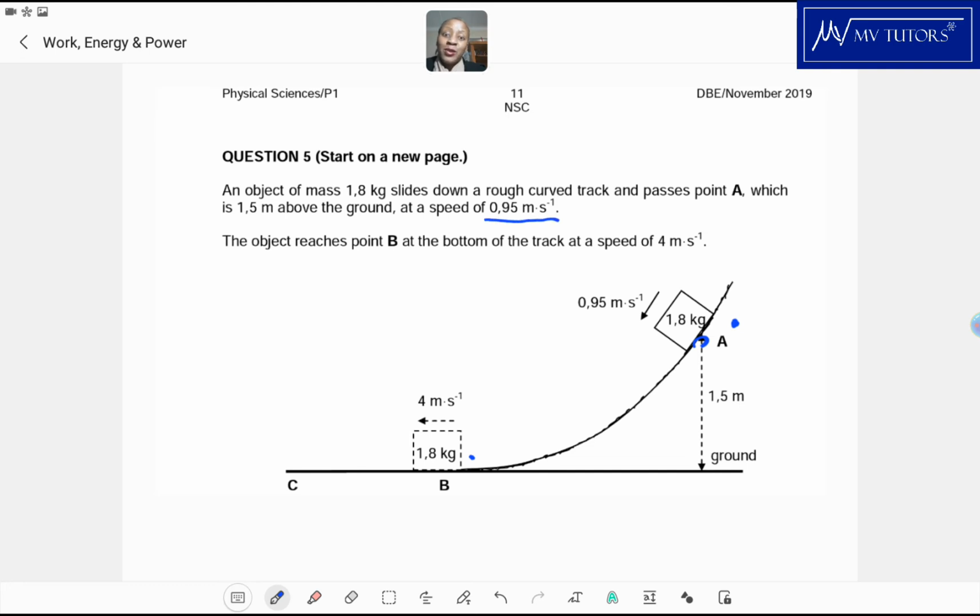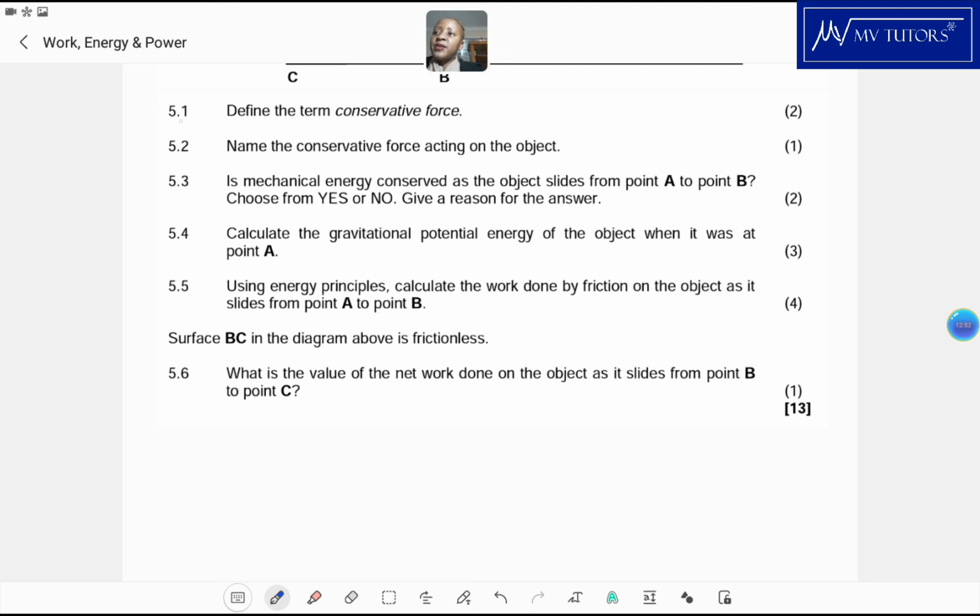It is 1.5 meters above the ground, and it's moving at a speed of 0.95. So it was not stationary. It was already moving at that speed. The object reaches point B at the bottom of the track at a speed of 4 meters per second. You see the speed did increase, so your maximum kinetic energy is there at the bottom. Let us see what the questions are saying. The first one: define the term conservative force. We spoke about it. You know it by now.